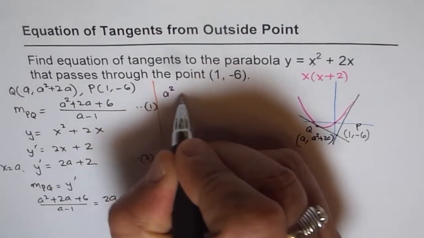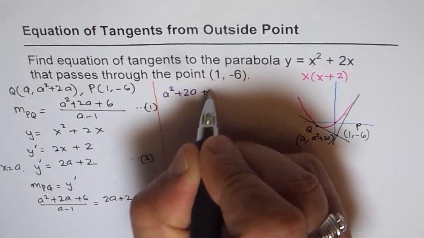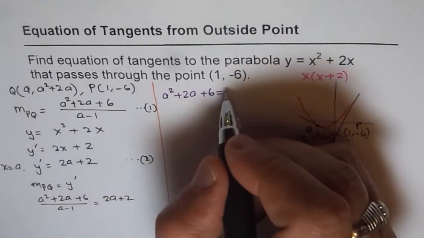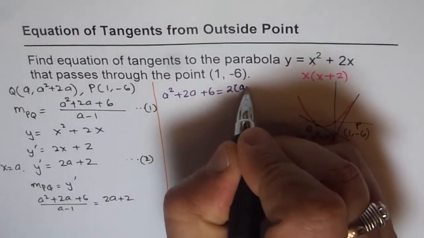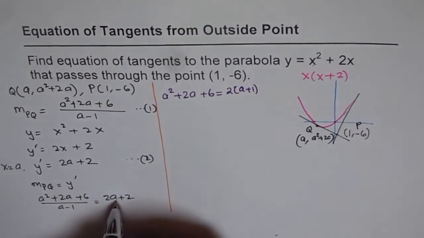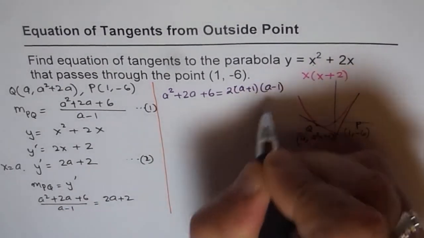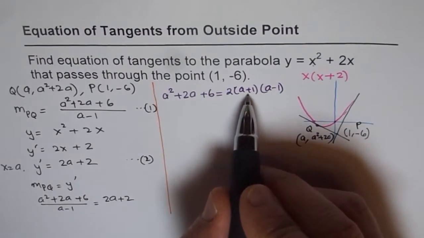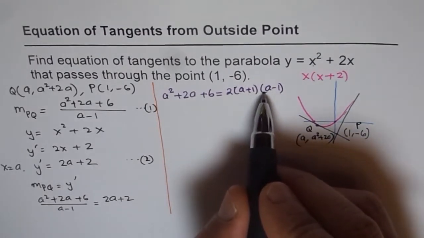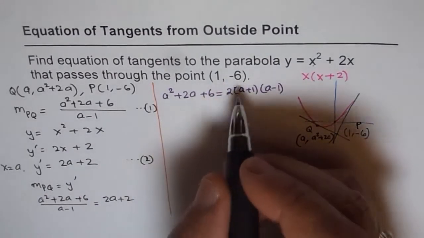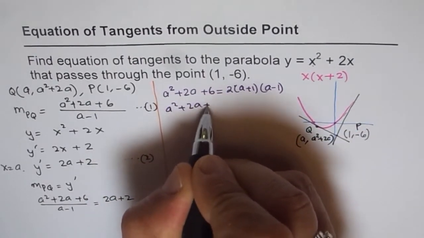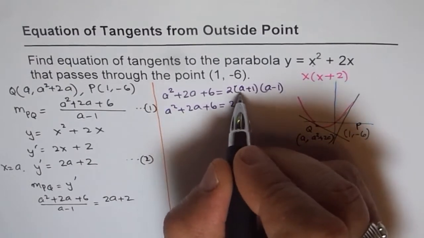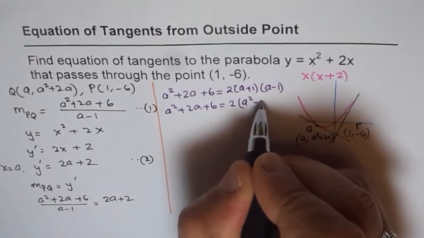So we'll cross multiply and then solve for a. So we have a squared plus 2a plus 6 equals, cross multiply, so we get 2 times, let me write a plus 1 here. I'm factoring out 2 and then times a minus 1. I've done it on purpose. It is sometimes a difference, right? A plus 1 times a minus 1 is a square minus 1. So it's easy to expand, right? That's correct. Now we have a square plus 2a plus 6 equals 2 times, this becomes a square minus 1.